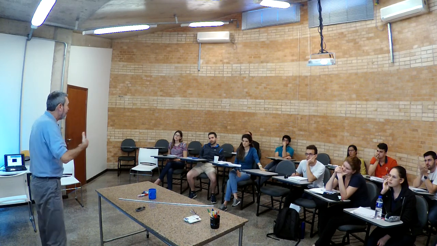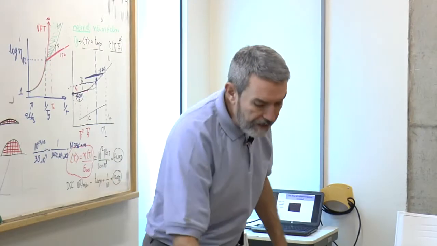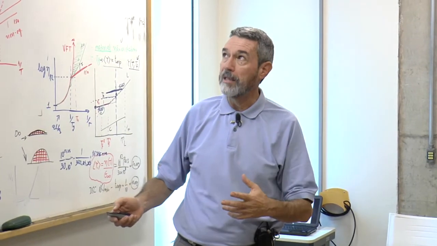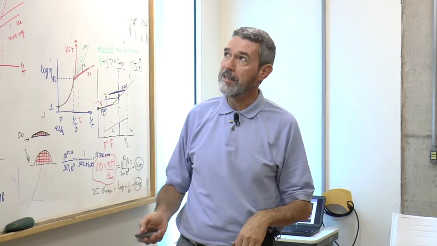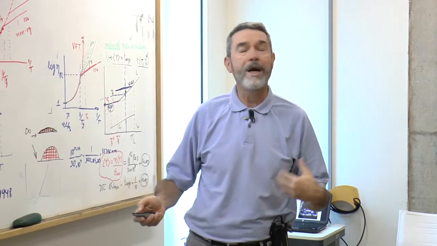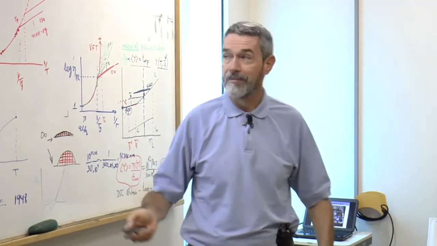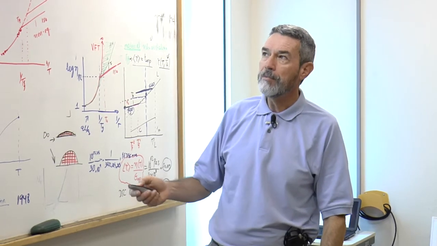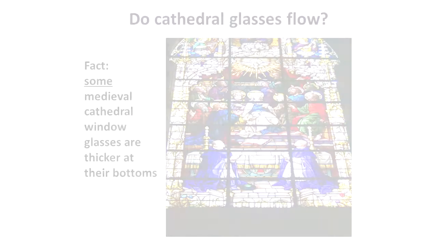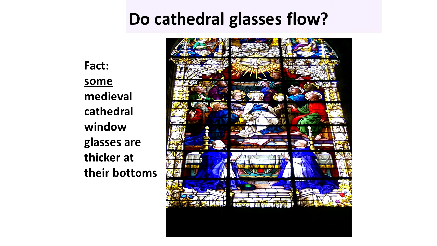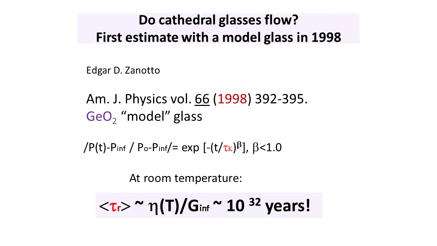So this idea of medieval cathedral glasses flowing is widespread. So let's test the idea. Did they flow in 500 or 1,000 years? The first attempt we did, published in 1998, used a model glass, GeO2. Why GeO2? Because GeO2 is one of the few strong glasses.